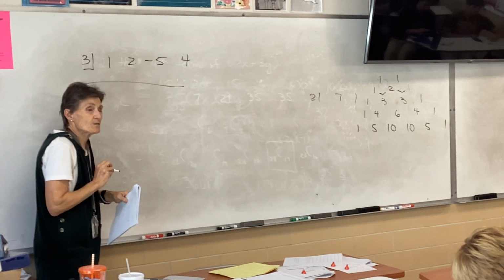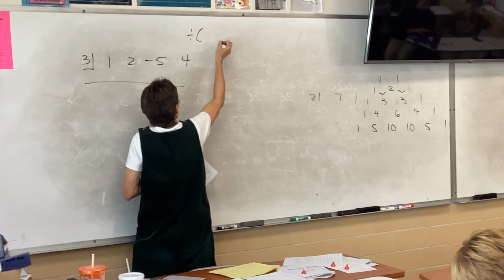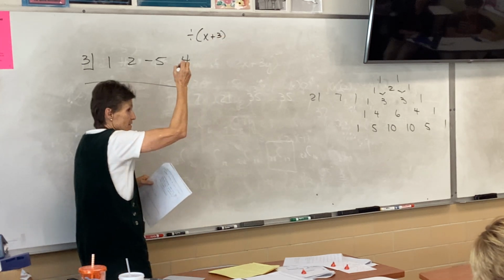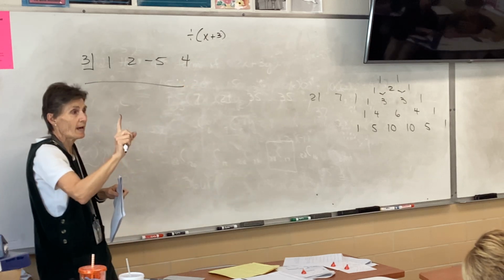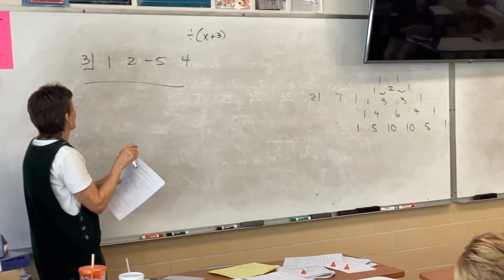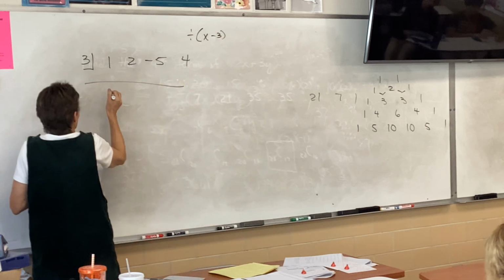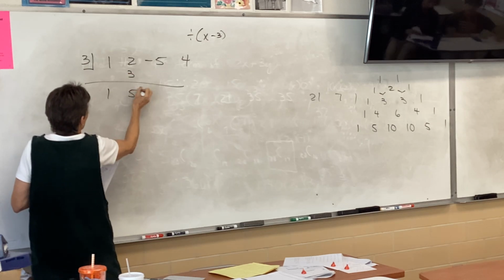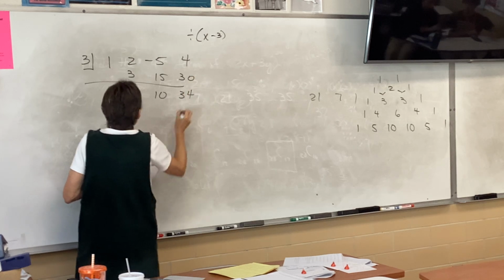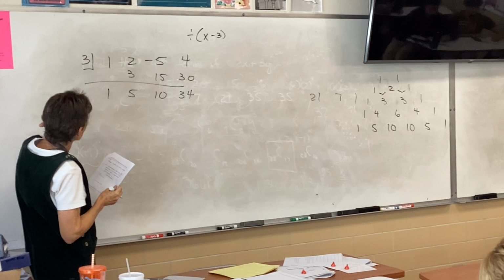You can always do synthetic when you are dividing by a linear binomial, so like x plus 3 or x minus 3, something like that. If it's something like that, no squares allowed, just a plain x, linear. So I put a positive 3 out here because that's a negative there. And so here we go. All right, I don't know, check my math there. How did I do? Is that okay?